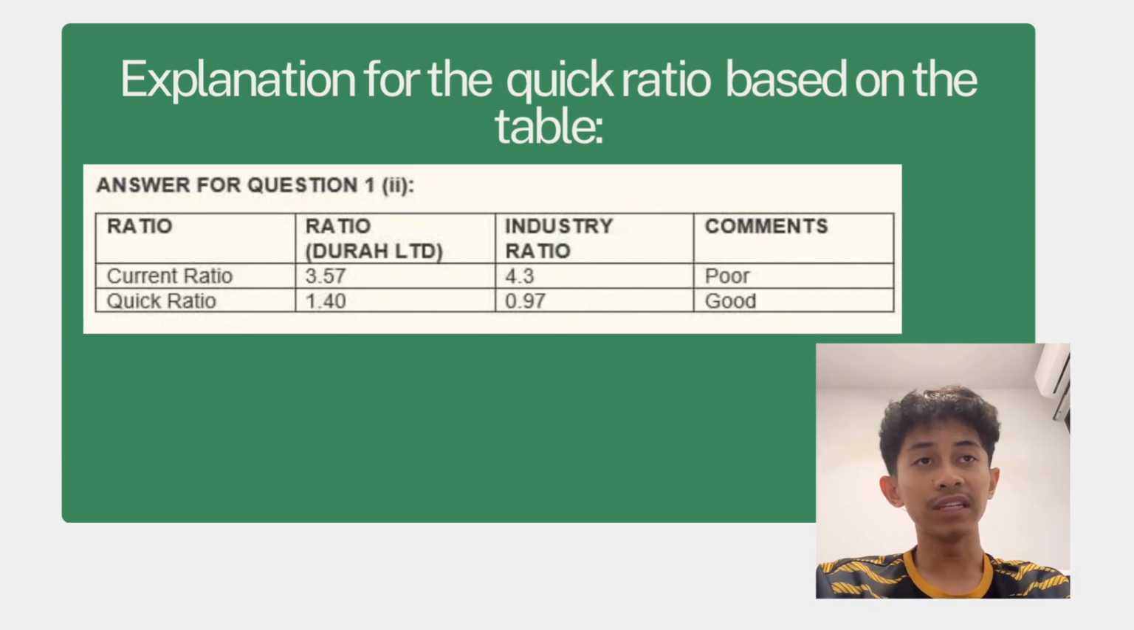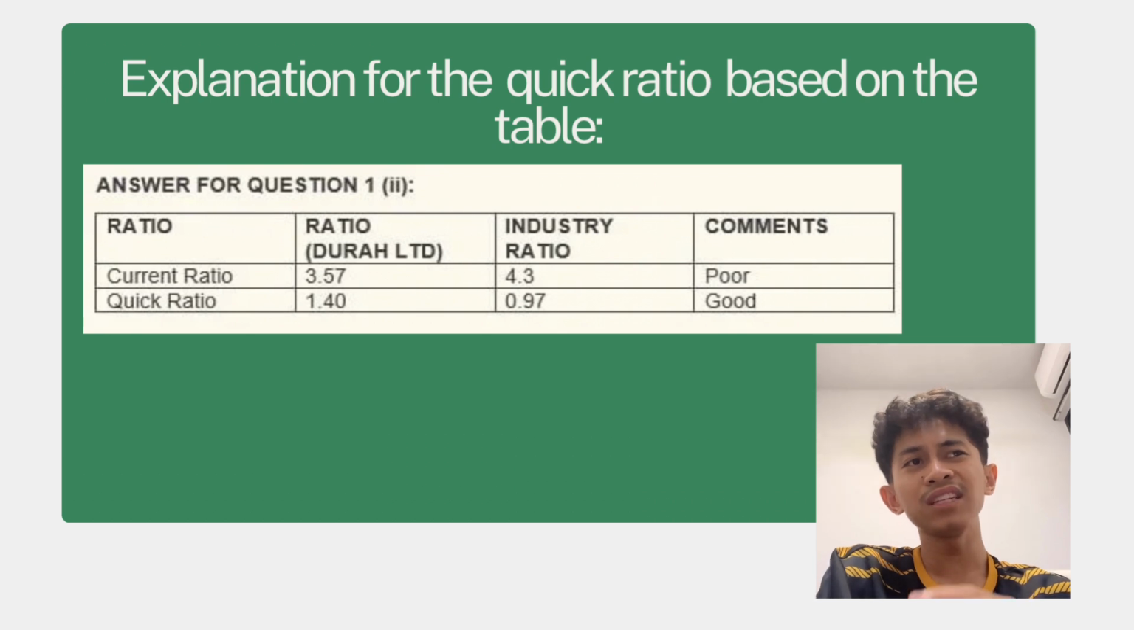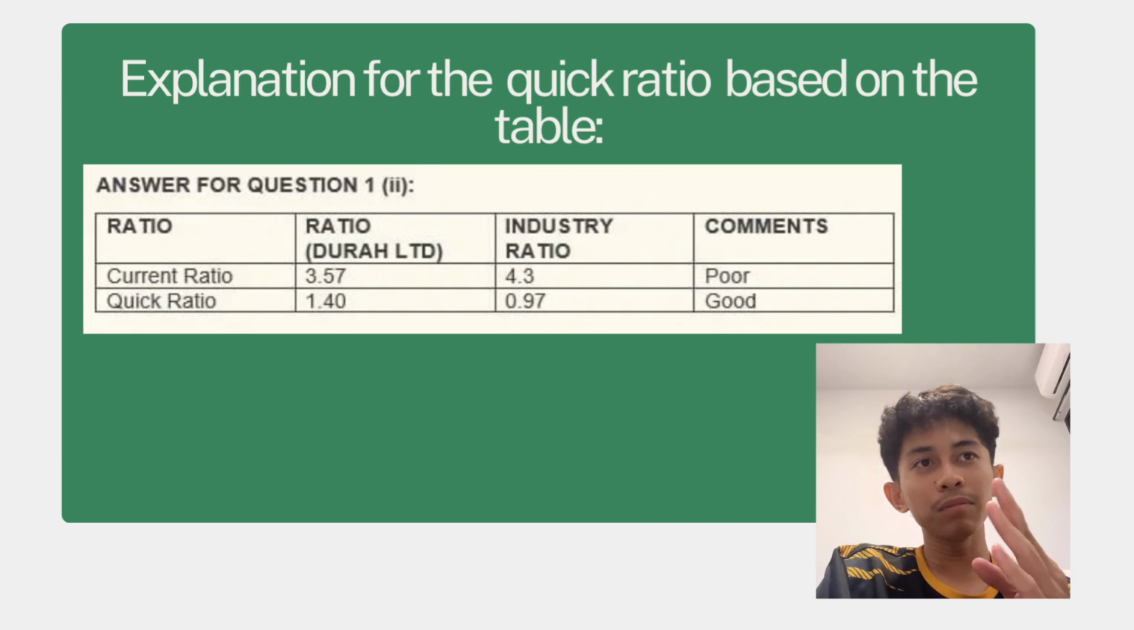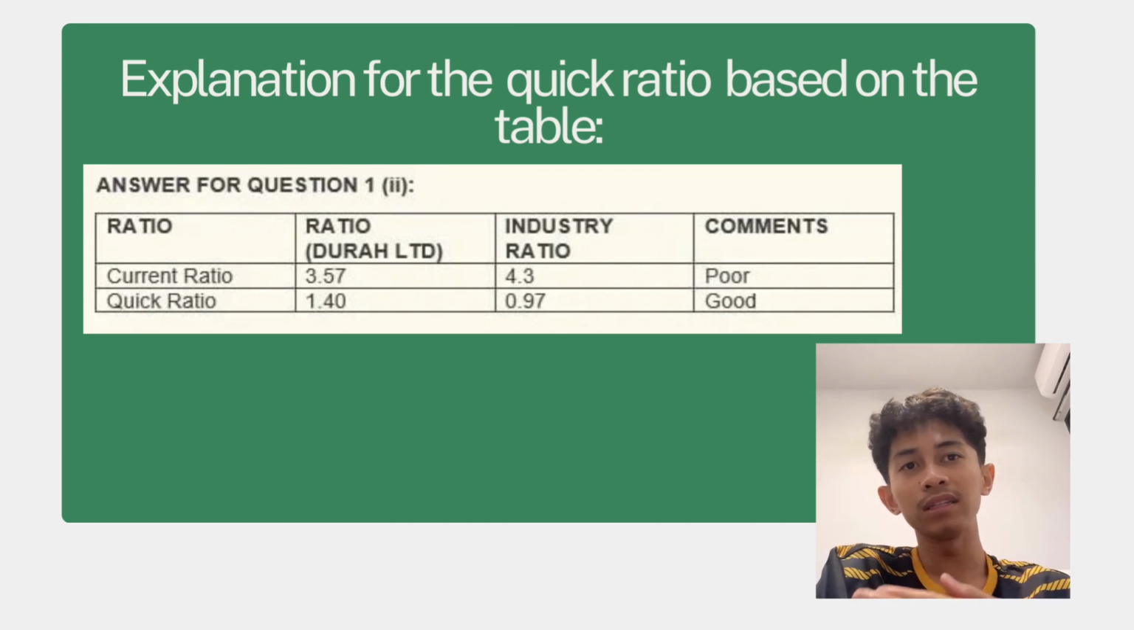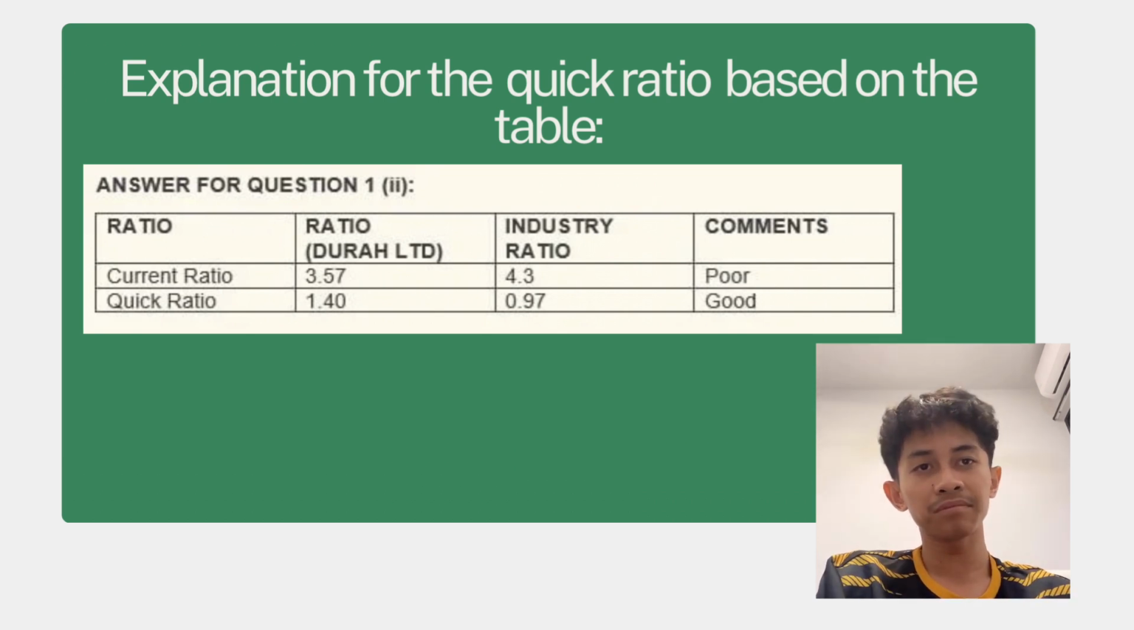For the next table, it is Dura Ltd's quick ratio. As we can see, the company's quick ratio of 1.40 times is significantly higher than the industry average of 0.97 times given. So this indicates that Dura Ltd has stronger liquidity when excluding inventory, with more quick assets available to cover current liabilities than is typical in the industry.